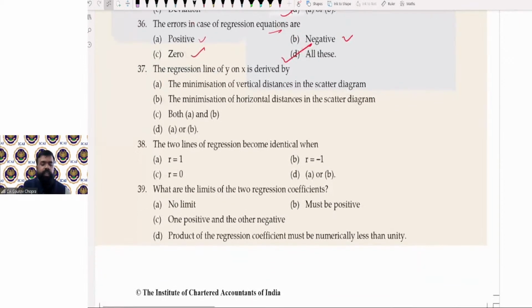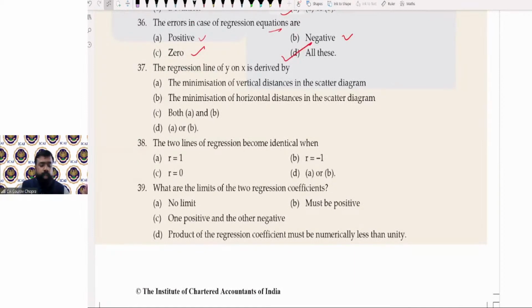Then 37 is not relevant now. 38. Two lines of regression becomes identical. Though equations हैं but line identical है, that is coincident. तो r की वैल्यू क्या होगी, या तो +1 या -1। Option D, A और B। What are the limits of two regression coefficients, दोनों कोफिशिएंट की लिमिट क्या होगी। So it can be positive, negative, no limit.